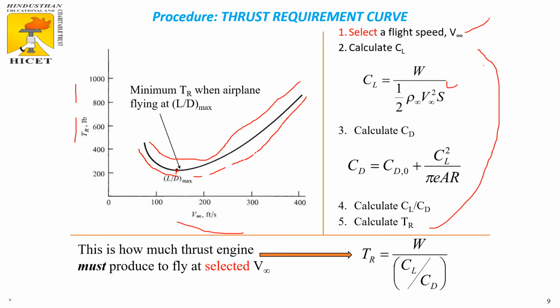Thrust required increases because of two things. First, we need to understand that the drag on the airplane is classified into two types: zero lift drag and drag due to lift. Initially the drag due to lift will be more, but as the velocity increases further and further, the zero lift drag increases. That is why after the L by D max point, the thrust required increases.